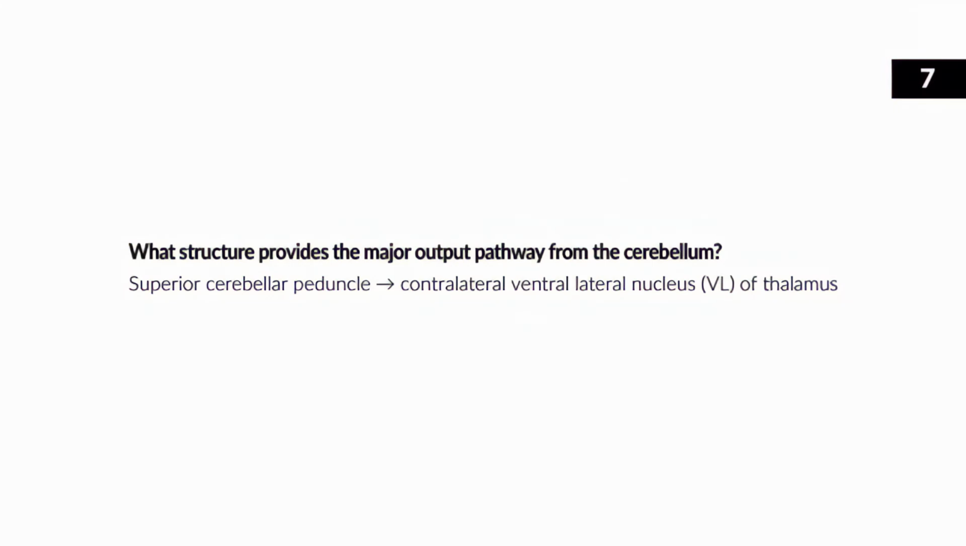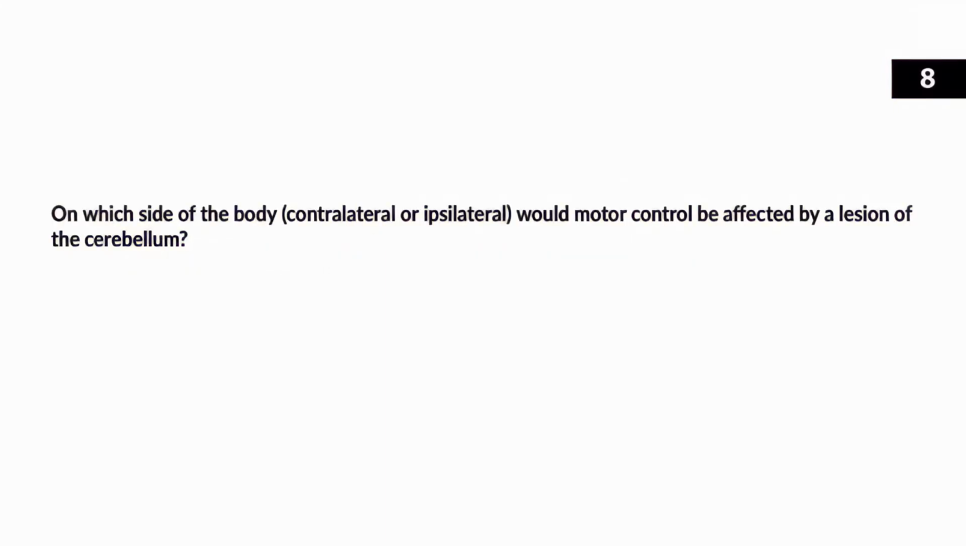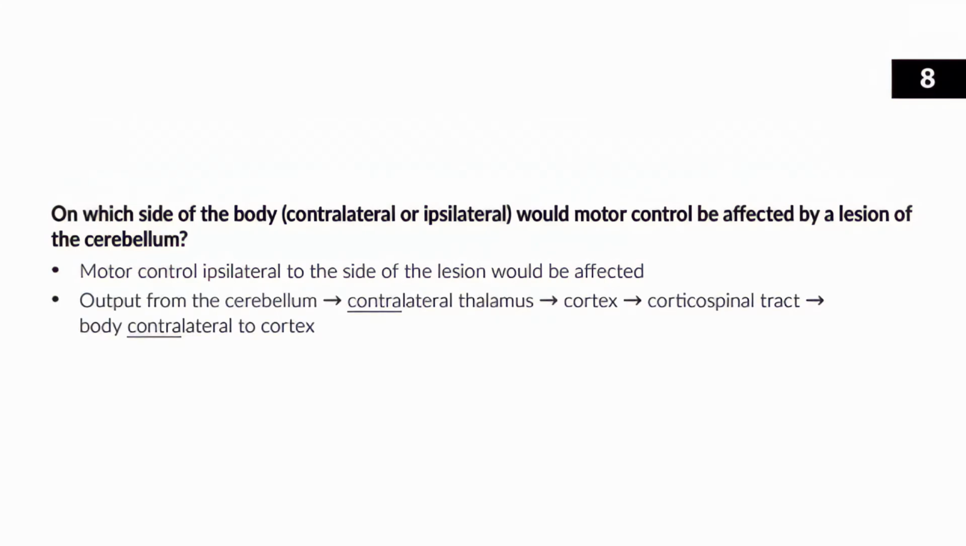the contralateral ventrolateral nucleus. So the big question is, which side of the body is the cerebellum influencing? Or on which side of the body would motor control be affected by a lesion of the cerebellum? Well, the point we're making is that the cerebellum affects ipsilateral body structures. Output from the cerebellum goes to the contralateral thalamus, then to the cortex and down the corticospinal tract, and then the corticospinal tract decussates in the medullary pyramids, and it controls the contralateral side of the body.